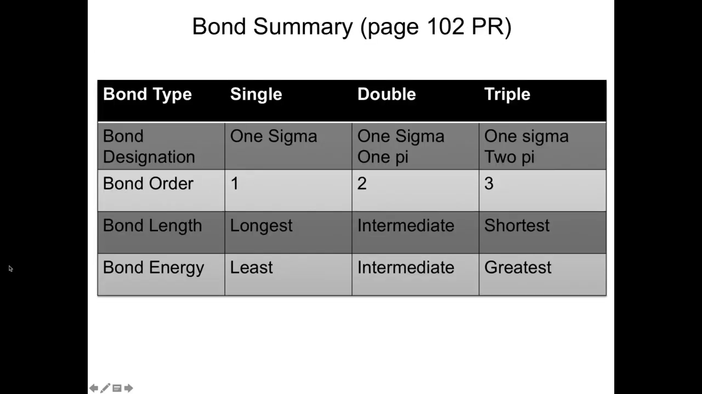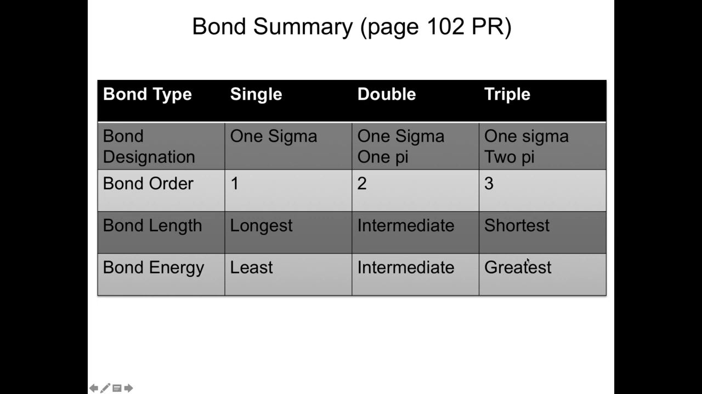So intramolecular bonds, I'll just go through this real quick. If you have one bond, you're going to have one sigma. It's going to be the longest, least amount of energy. If you have a double bond, you'll have one sigma and one pi. The length is intermediate, and so is the bond energy. And then for a triple bond, it's going to be one sigma and 2 pi, shortest and greatest.